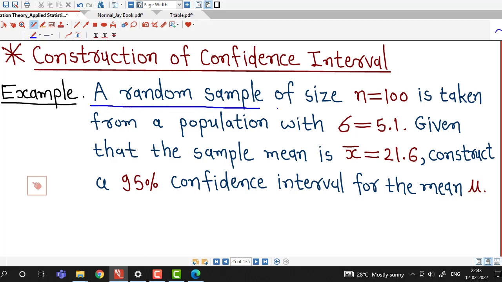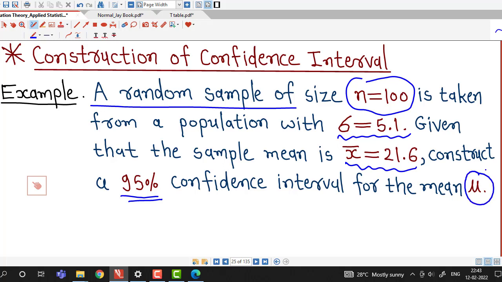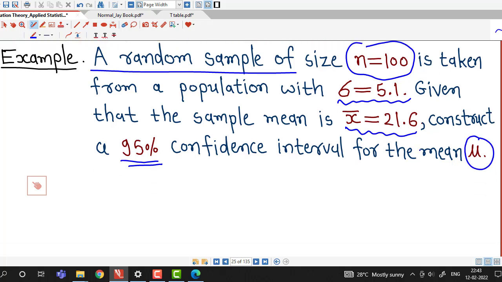A random sample of size n equal to 100 is taken from a population with standard deviation sigma equal to 5.1. Given that the sample mean is x bar equal to 21.6, construct a 95% confidence interval for the population mean mu. First we write down whatever is given.